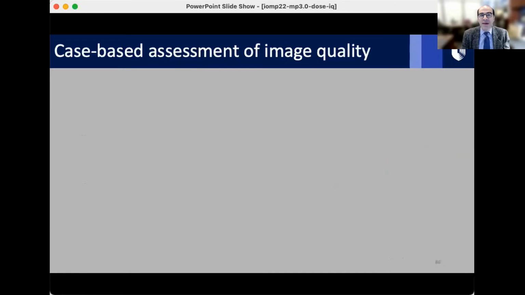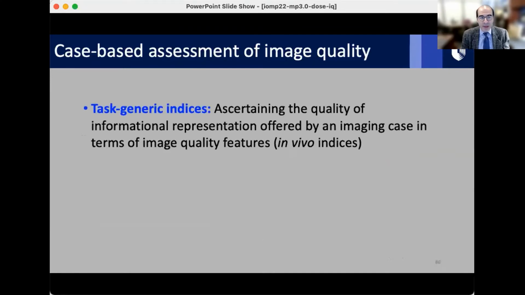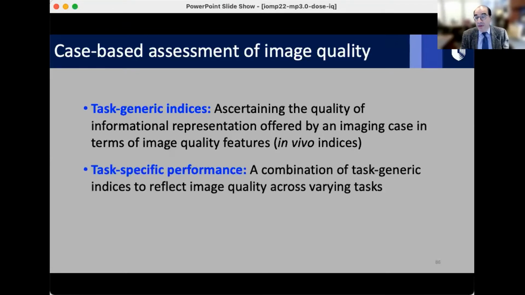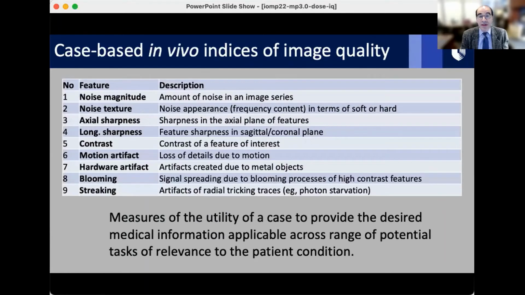What I call case-based assessment of image quality. You measure image quality in terms of task-generic indices, ascertaining the quality of informational representation offered by an imaging case in terms of image quality features, what I call in vivo indices. And then the beauty of that strategy is that you can combine those in vivo indices to reflect image quality across varying tasks, depending on what the task is.